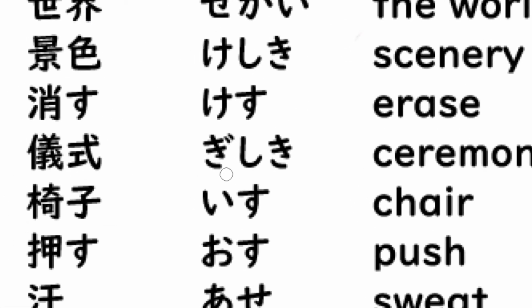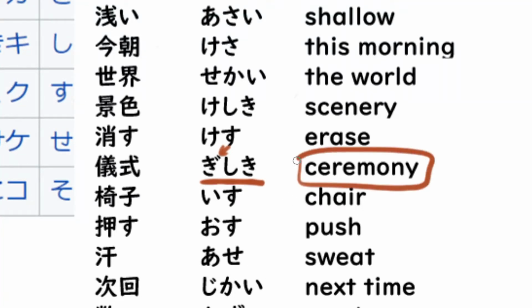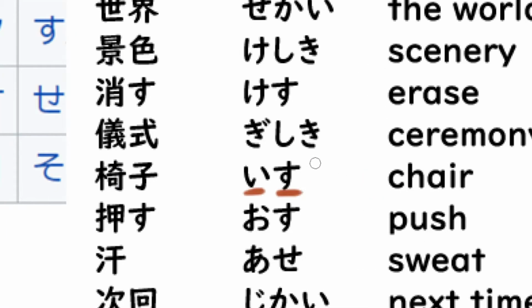All right, so we have gishiki. Once again, we have the tenten there, turning the ka sound into a g sound, and gishiki just means a ceremony. So any type of ceremony becomes a gishiki. Then we have isu. Isu means chair. This comes up quite often.